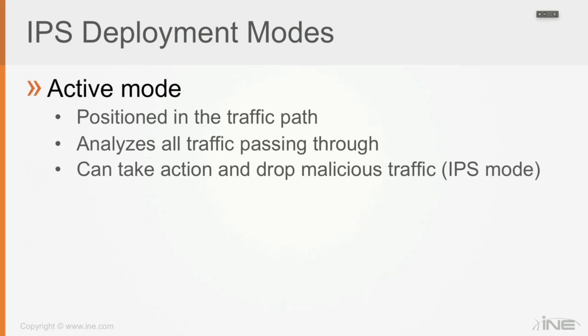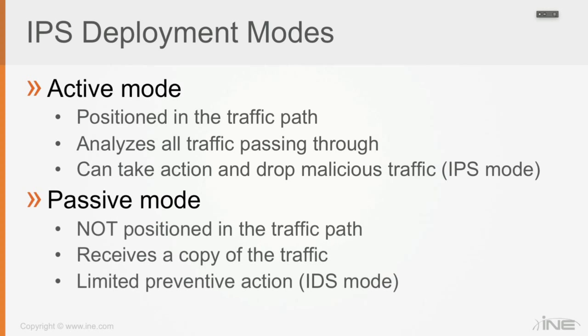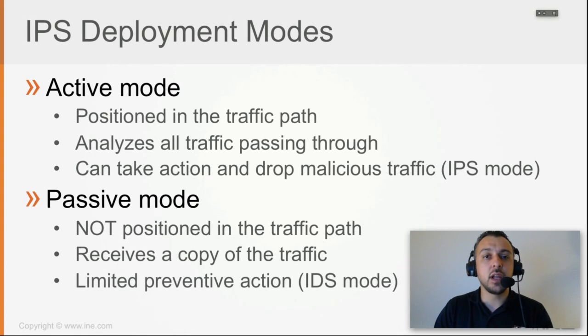So active mode means, as we stated, the IPS is positioned in the traffic path like we saw in the typical IPS design, and analyzes all traffic passing through and can take action and drop malicious traffic. While in passive mode, it's not positioned in the traffic path, it receives a copy of the traffic, and it has limited preventive action because it's like in the IDS mode. Now, of course, you might ask yourself, why would I want to put the IPS in IDS mode?